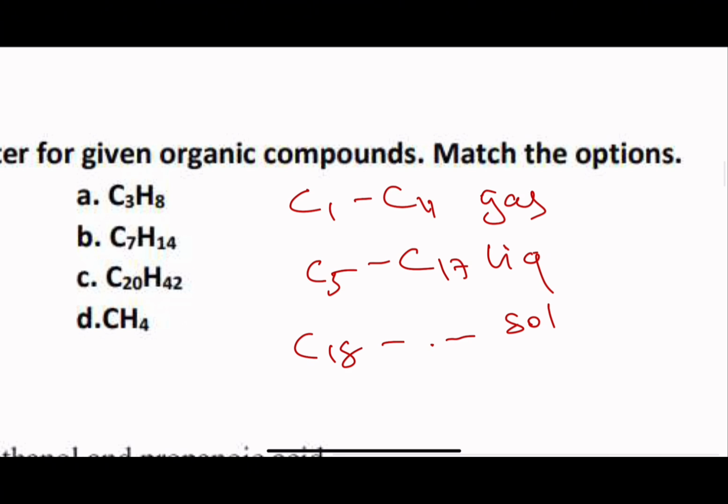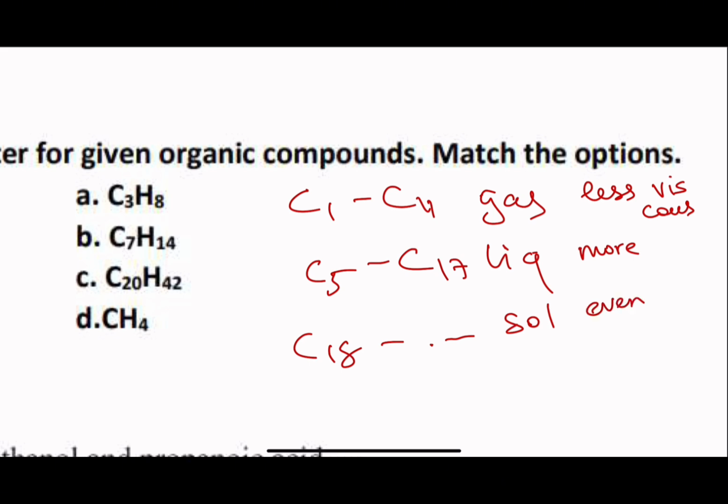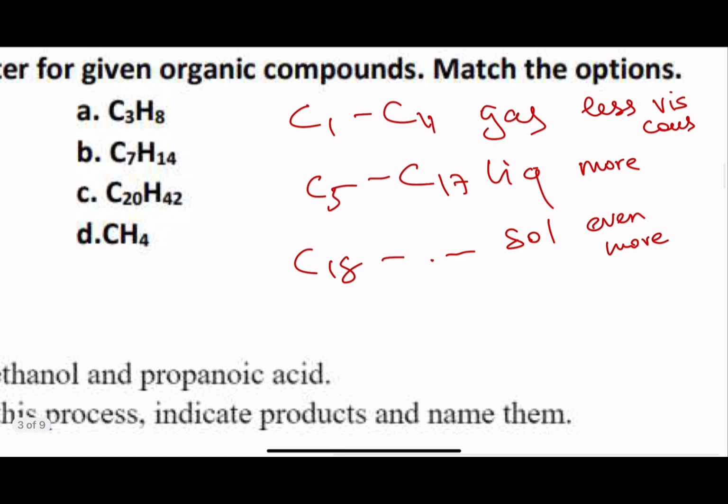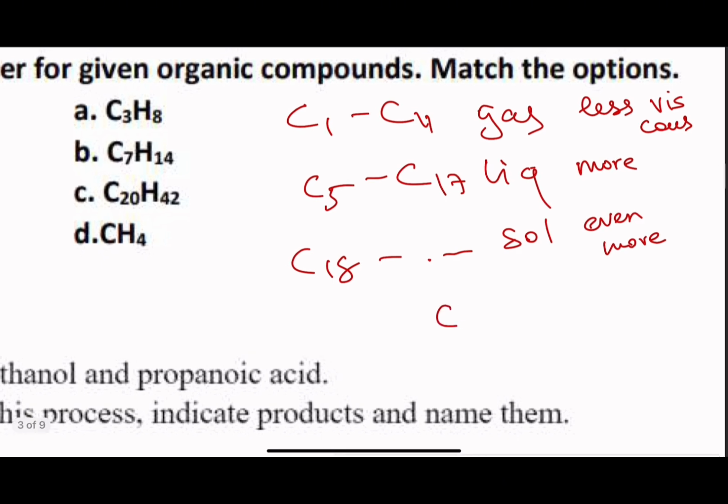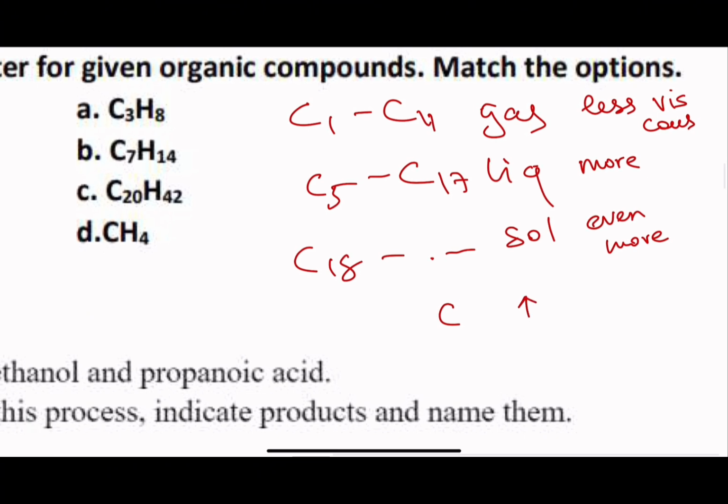As you see in here, we know that gas flows easily, meaning that gas would be less viscous, while liquid is more viscous and solid is even more viscous when you compare. So meaning that as we increase the carbon amount, viscosity increases as well.